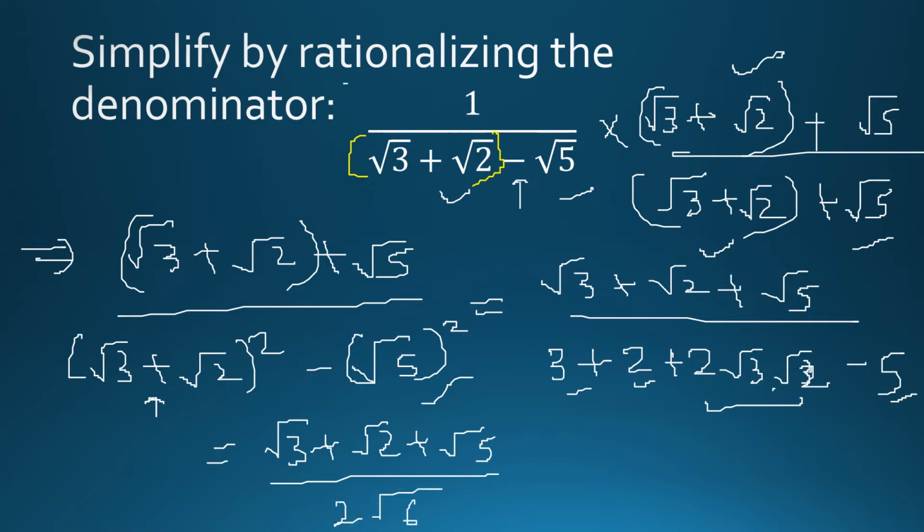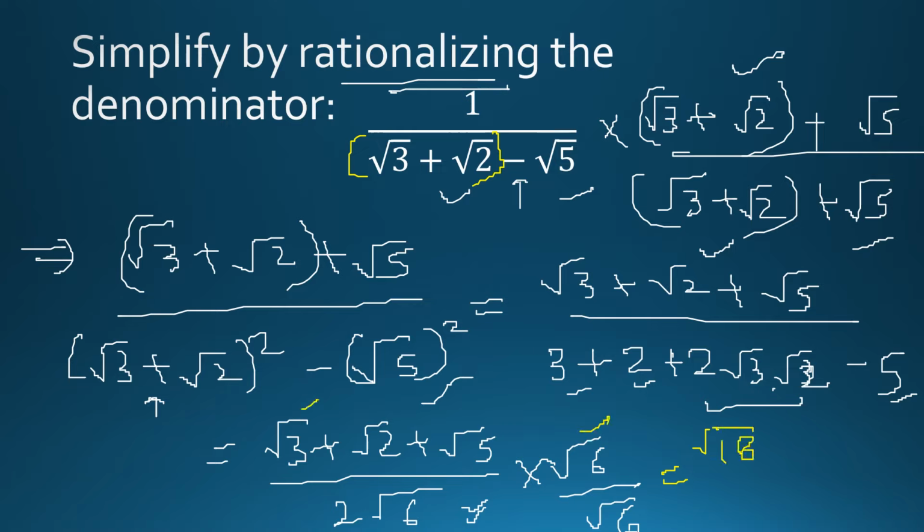Now again, because the question is asking for rationalization, I cannot leave one irrational number in the denominator. So rationalize it. So again I need to multiply with root 6 over root 6 to remove root 6 from the denominator. So what have you got? If you multiply root 6 with root 3, you will get root 18, correct? Then root 6 into root 2, root 12, plus root 6 and root 5, root 30, divided by root 6 times root 6, 6, 6 2s are 12. So this is your answer.